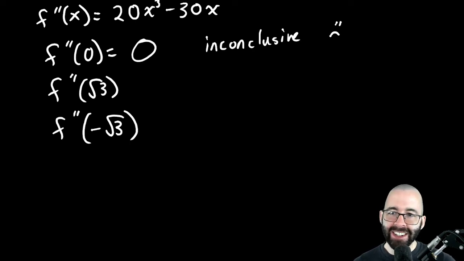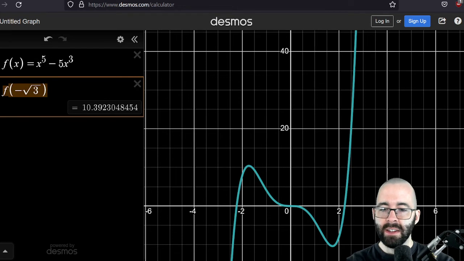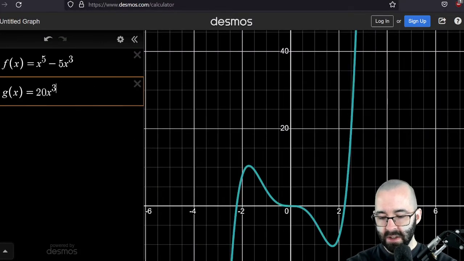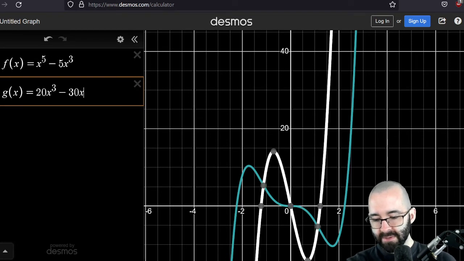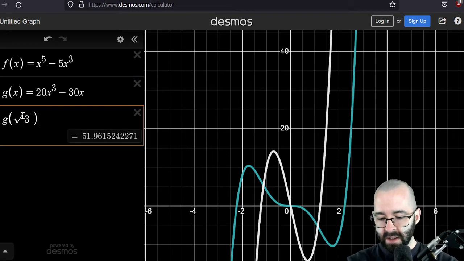It doesn't always work. But in this case, it was much quicker to just calculate the second derivative and plug things in. We'll have to use the first derivative test on this one. But the other ones were fine. I don't want to calculate this all out, but the second derivative is going to be 20x cubed minus 30x. And the second derivative at the square root of 3 is a very big positive number.